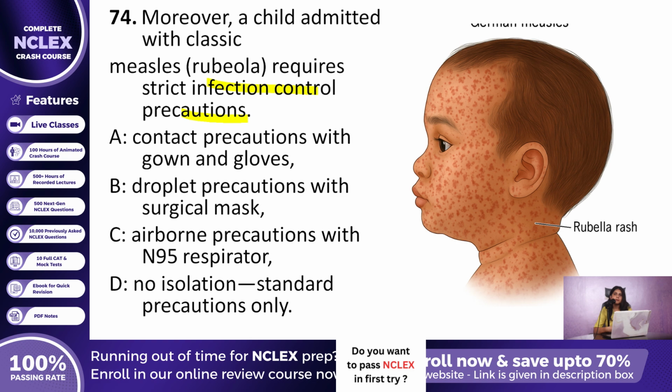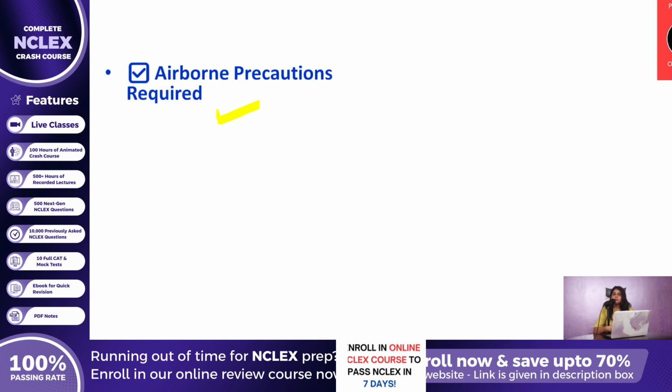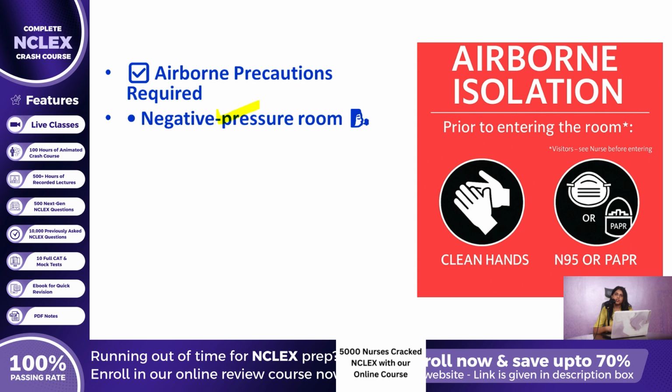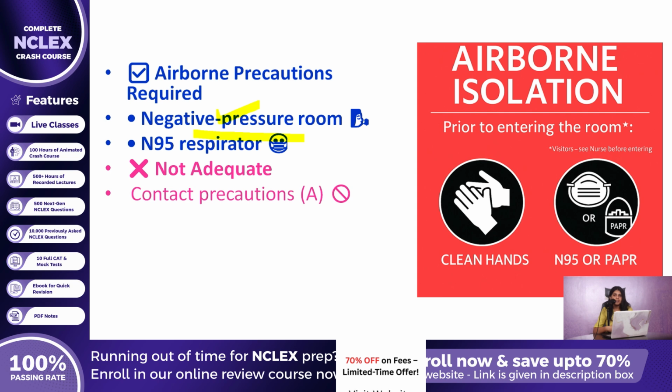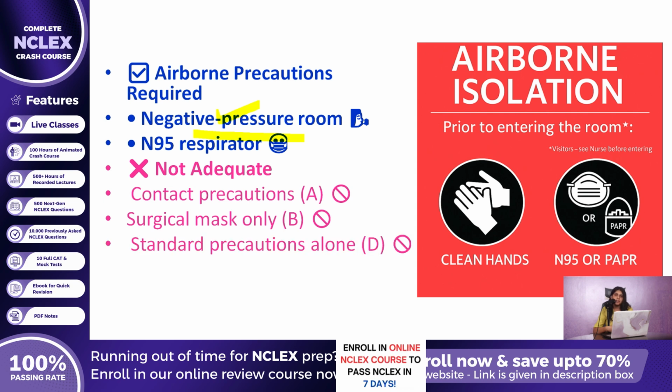Because measles remain suspended in air for up to 2 hours after an infected person leaves, the correct measure is C. Airborne precautions with a negative pressure room and N95 respirator. Contact precautions, option A, and surgical masks, option B, do not protect against lingering aerosolized virus, and standard precautions alone, option D, are insufficient.